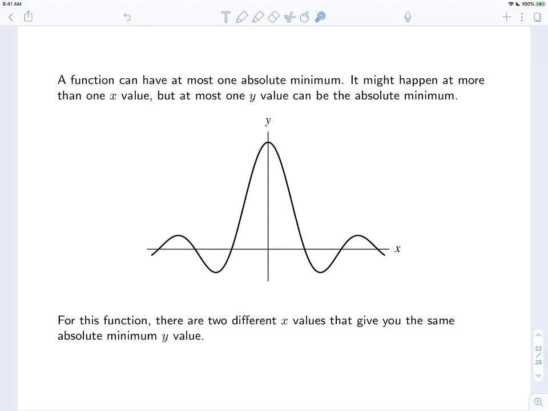This is the graph on the left, except magnified, so it's really over a smaller subset of the domain. A function can have at most one absolute minimum. Here we have an absolute minimum at this point and at this point, but it's the same value. Whatever this value is, it's the same for both of them. So you can have at most one absolute minimum, but it might happen at multiple places.